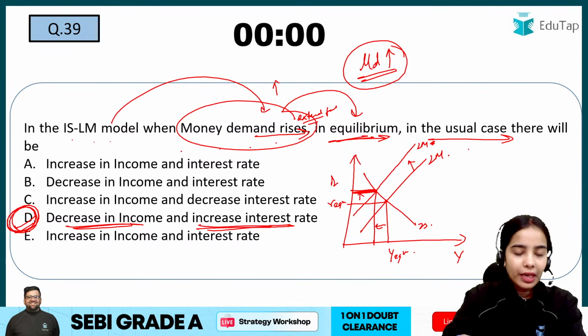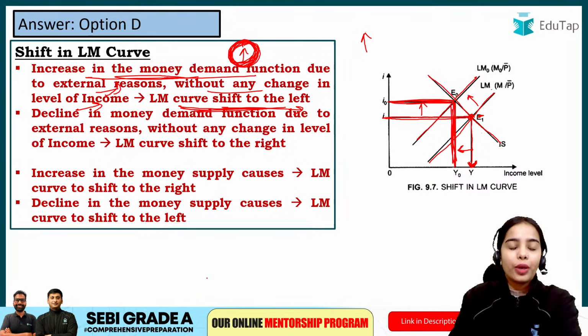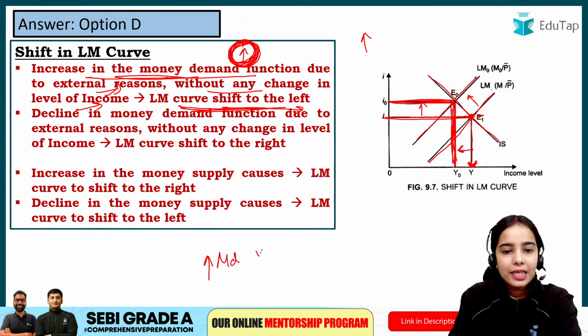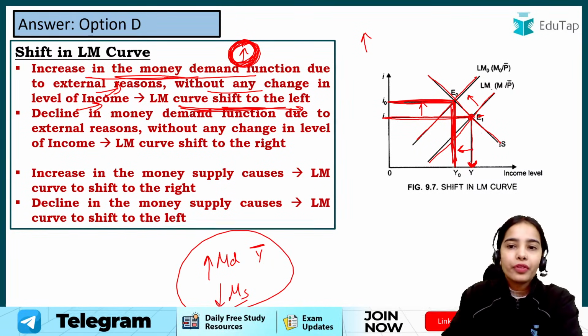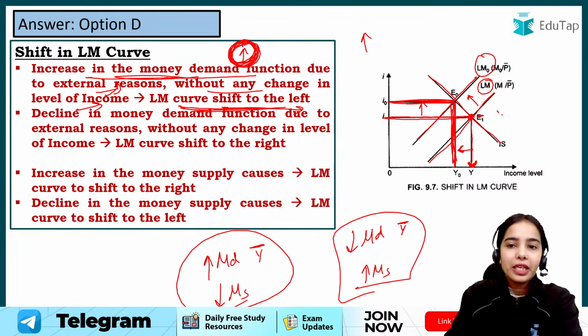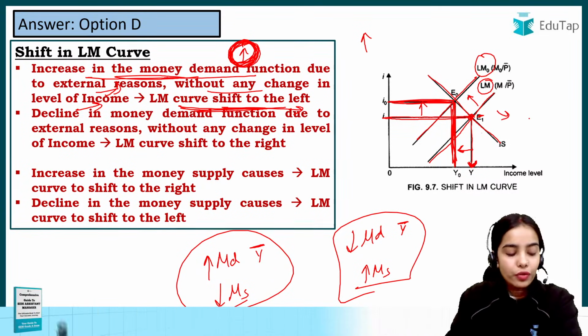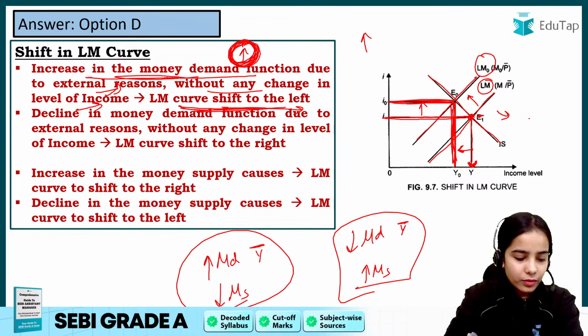You have to keep in mind, there are certain conditions. If you remember these conditions: because of an increase in demand for money at the same level of income, or because of a decrease in money supply, there is a leftward shift in the LM curve. Because of a decrease in demand for money at the same level of income, or because of an increase in money supply, there will be a rightward shift in the LM curve. So you will have to remember the conditionalities. This is the idea.